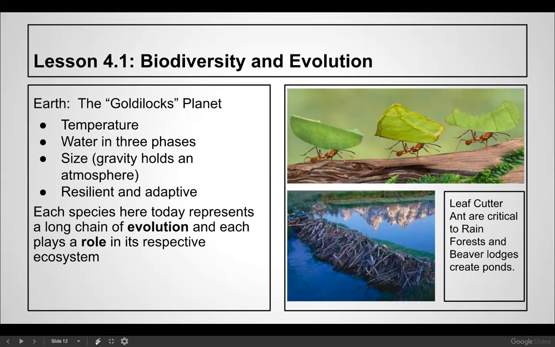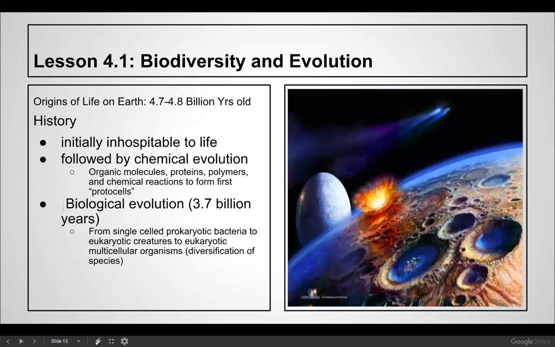You see, we have these leaf cutter ants. They're using those leaves as a food source, but they help protect the tree from other invaders. So a little relationship, right? Here you see beaver lodges that help create ponds. Ponds create a whole different ecosystem than a stream. Each species here today represents a long chain of evolution. Each plays a role in its respective ecosystem.